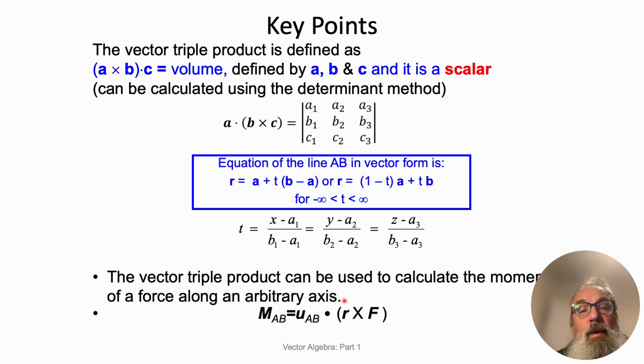The triple vector product can also be used to calculate moments of force along an arbitrary axis. This is different to a moment about a point, where we just take r cross F, where r is the position vector from the point where we want the moment to a point along the line where F acts. If we want it about an axis, r will be a point on the axis, and we'll take the dot product with a unit vector along the axis where we want the moment.